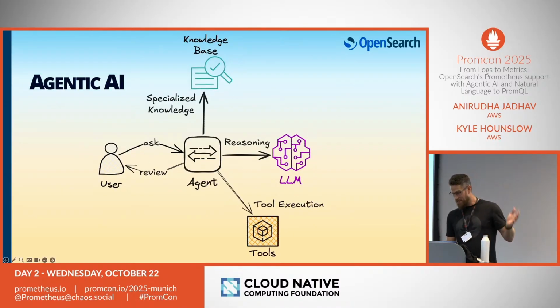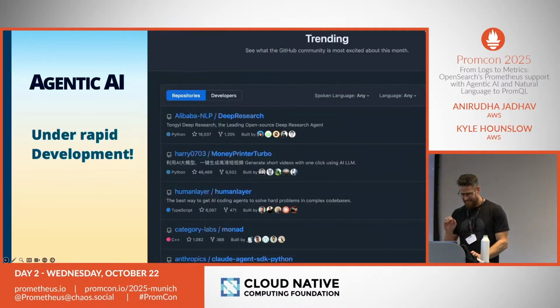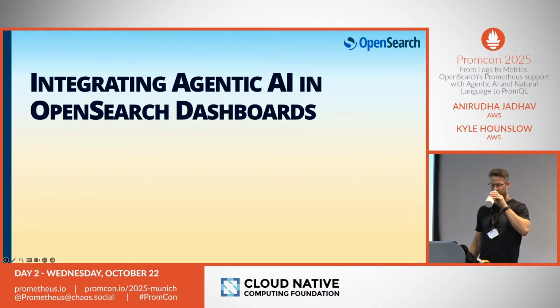And all these features are possible using Agentic AI. If you thought you were going to attend a conference in 2025 and not hear about Gen AI, I'm sorry. But it's under rapid development. On GitHub trends this month, 4 of the top 5 repositories are to do with NLP, LLMs, and agents. So we're integrating Agentic AI into OpenSearch Dashboards.